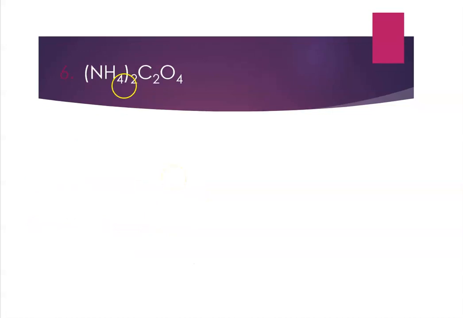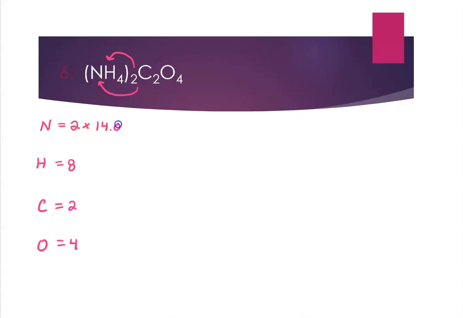So here I have NH4 in parentheses. So this 2 distributes to the N and to the H. So I have N, I have H, I have C, and I have O. So I have 2 N's. 4 times 2 is 8 H's. I have 2 C's and 4 O's.